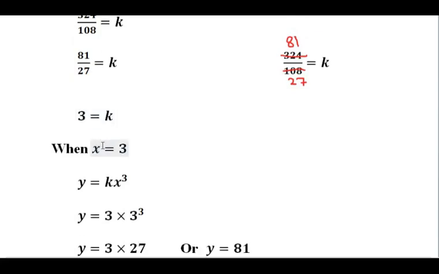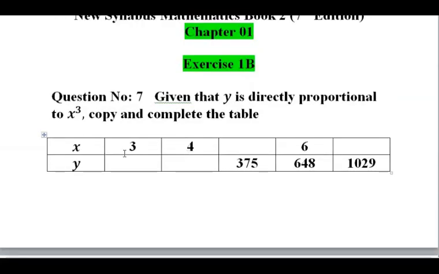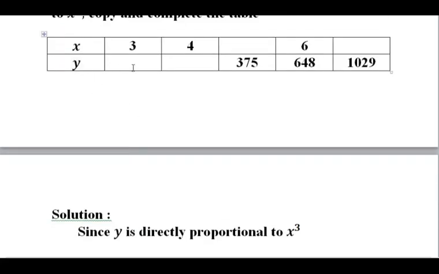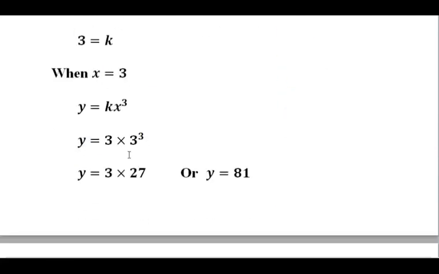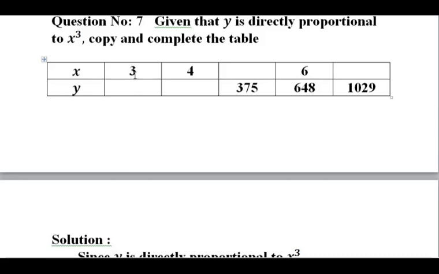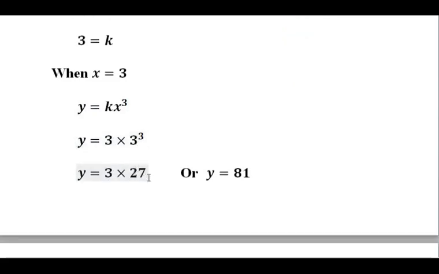Now that we have found the value of constant k, we can easily determine the values of the unknowns in the table. So for the first column, when x is equal to 3 and constant k equals 3, we can easily find the value of y. By putting these two values in the equation y equals kx cube, this equation becomes y equals 3 multiplied by 3 cube. 3 cube is equal to 27. 27 times 3 equals 81, which is the value of y.